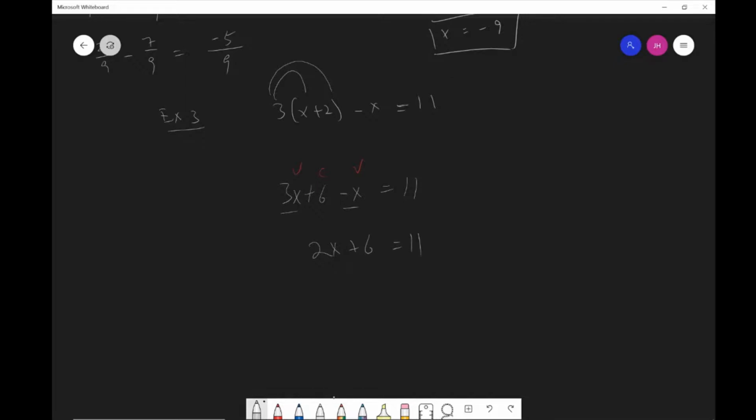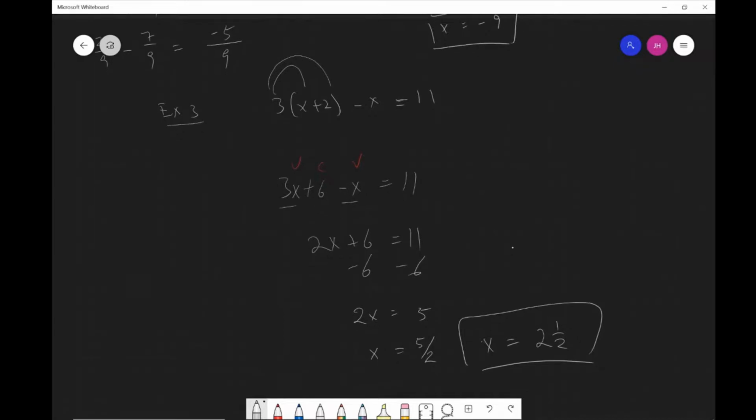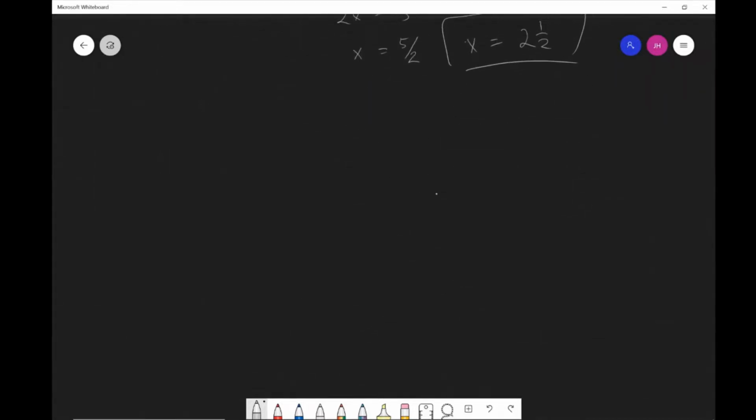Okay, now that just gets us back to the normal equations that we've seen for a few weeks already. So minus 6 on both sides, 2x equal to 5, x equal to 5 over 2, which means x equal to 2 1/2. Okay. Now let's try question number 4, where both sides will have distributions.